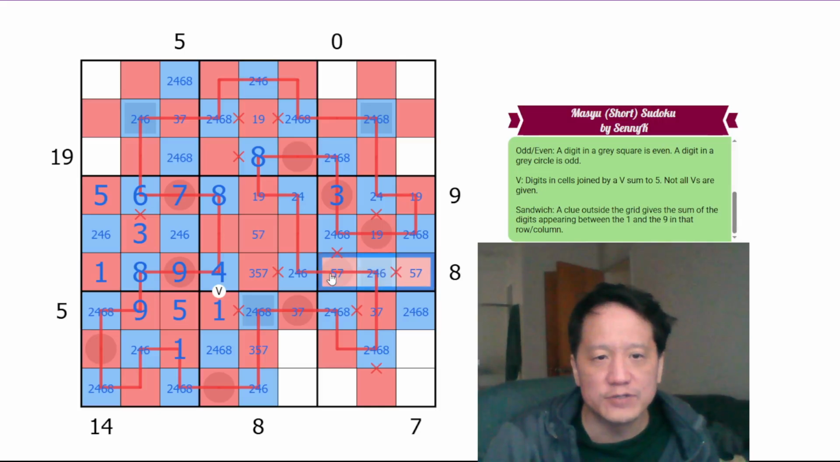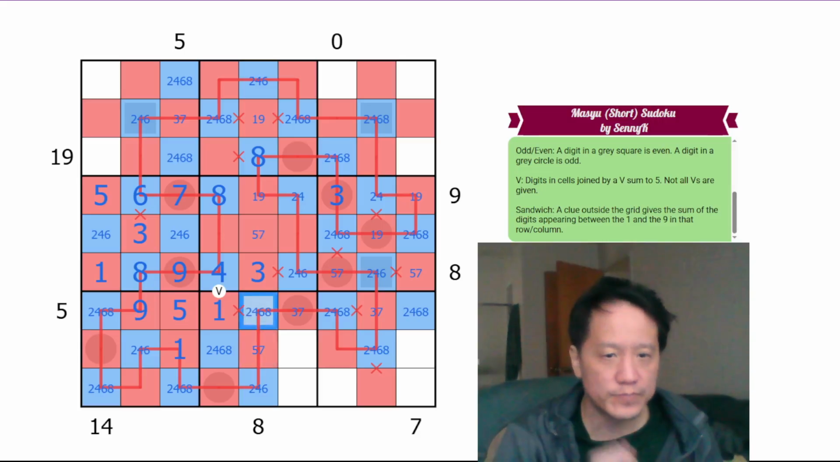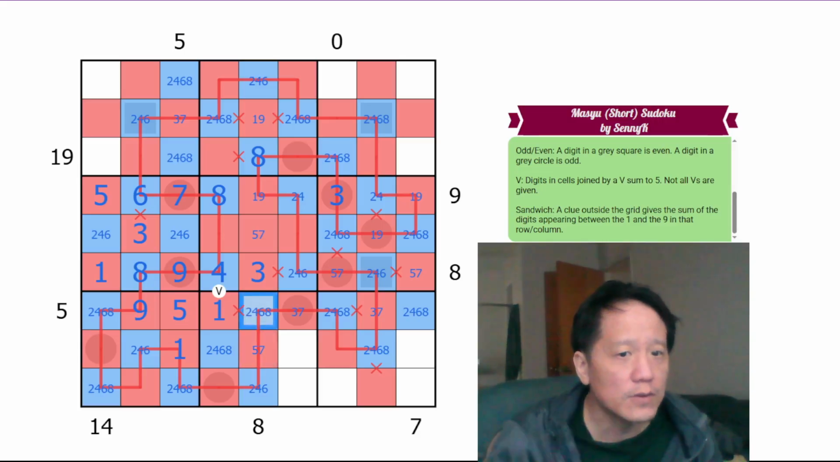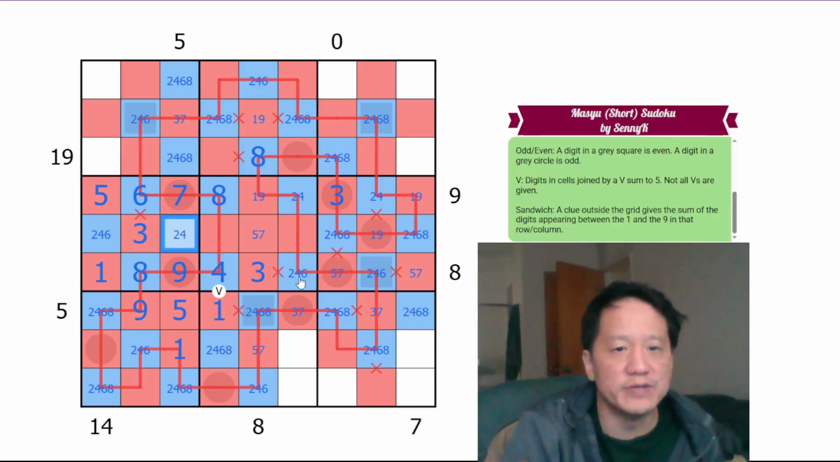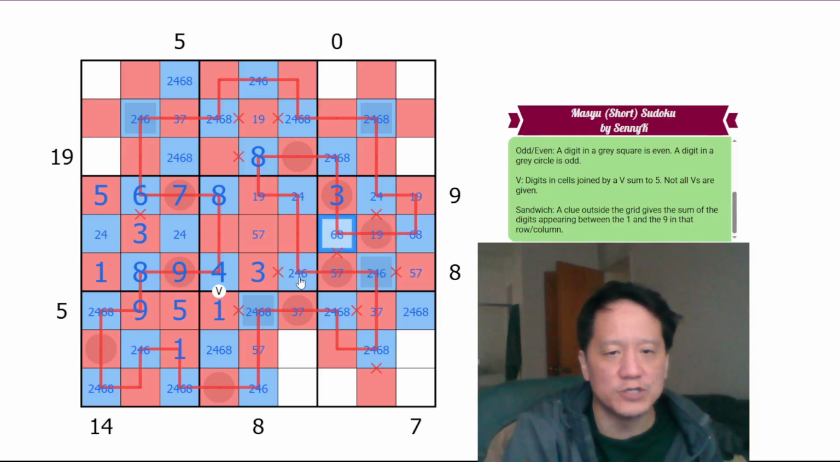This becomes a 5, 7 pair in row 6, which eliminates 5 and 7 in the rest of the row, so this can't be 5 or 7. This is 3, which eliminates 3 here. Neither of these can be 6, so this is a 2, 4 pair here. 2, 4 eliminates 2 and 4 as a pair here, so this is 6, 8, which eliminates 6 and 8 in the rest of box 6.